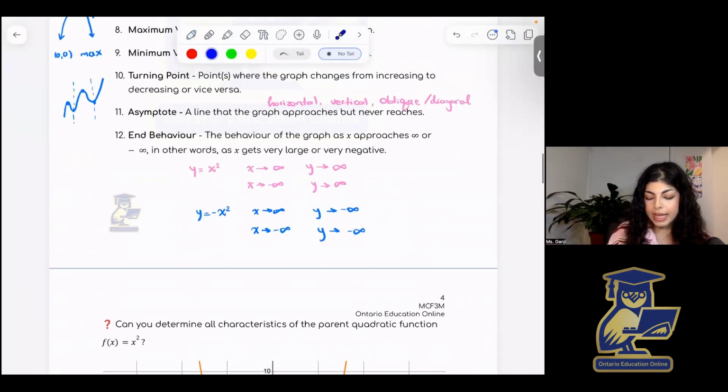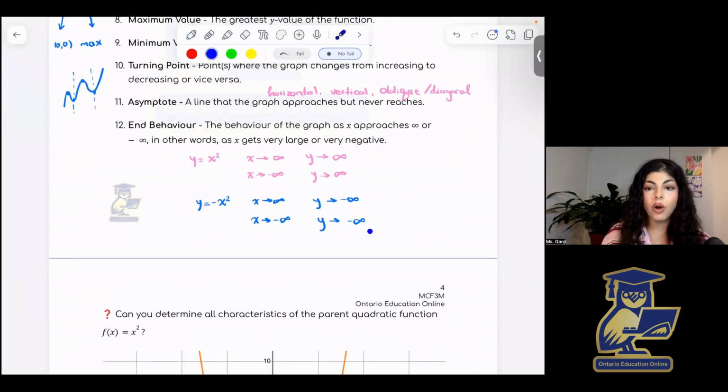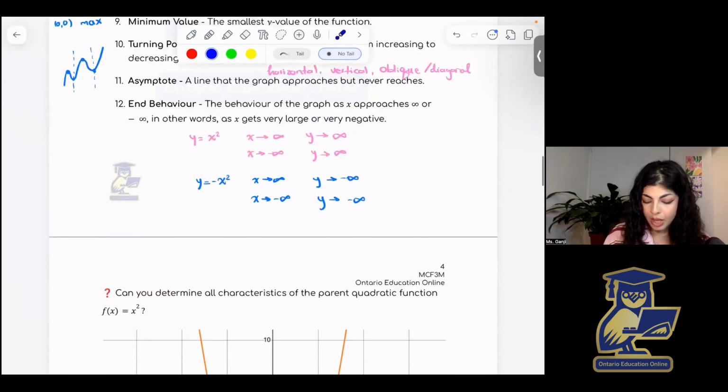Now, don't confuse this with increasing and decreasing. These mean different things because increasing and decreasing depends on whether x is increasing or decreasing. But here we are just looking at our outputs, so it is a little bit different.